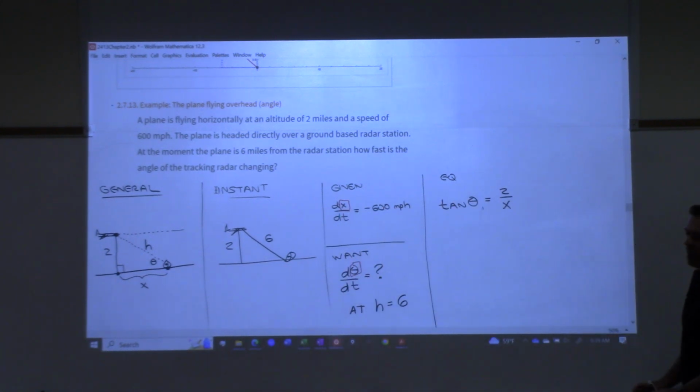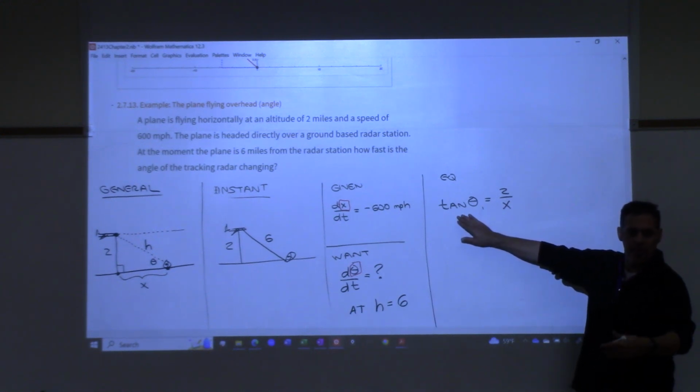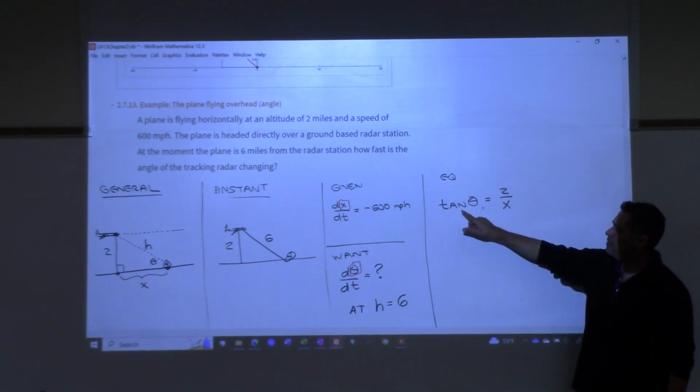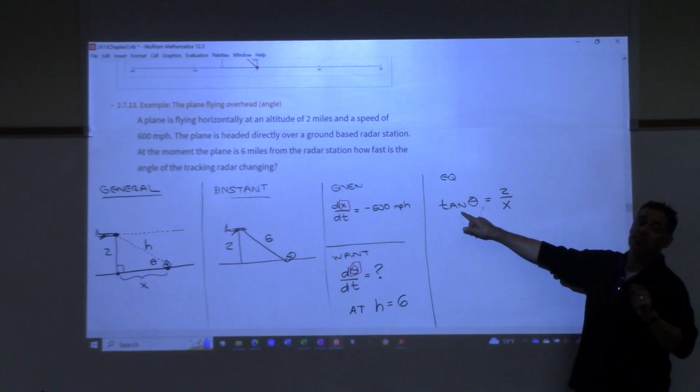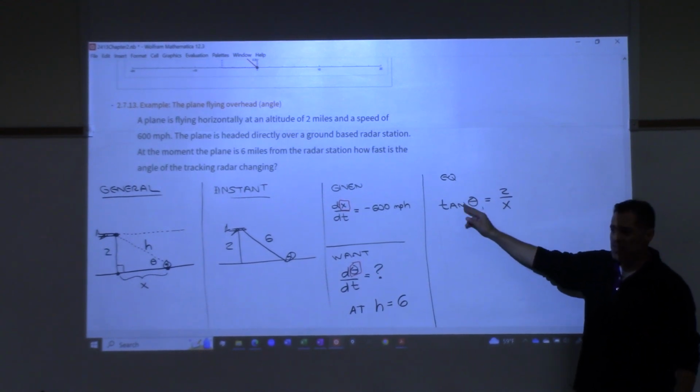All right, we have to differentiate this. Right? We have to do our implicit. Do you know what the derivative of tangent is? You should, right? I mean, that's the derivative of secant. No, it's secant squared, just secant squared. Okay, so we should be able to take derivative of that, right?